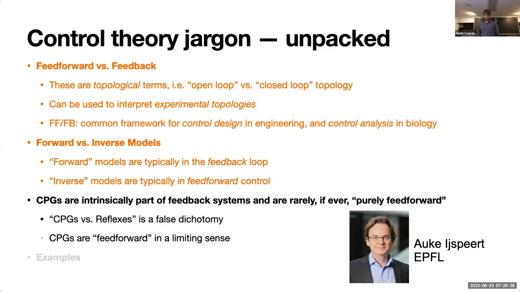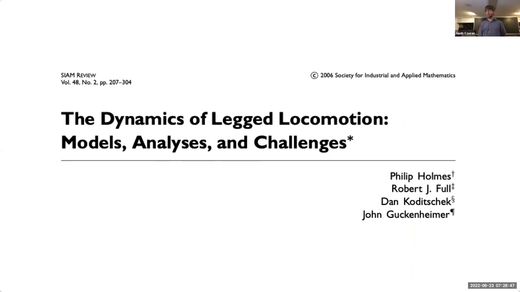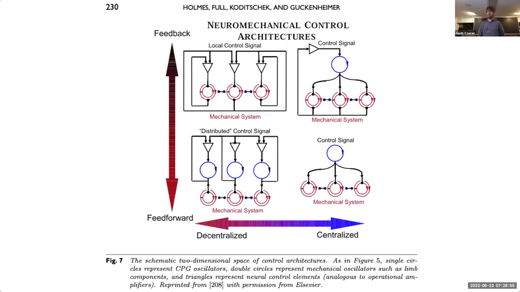I'm going to leave the discussion of CPGs to Alka, the real expert, but I just want to emphasize the fact that CPGs do exist in the context of a feedback circuit, and you don't really need to think about CPGs as feedforward and reflexes as feedback. They're really an interconnected system. I really like this diagram from this incredible paper by Holmes and colleagues that looks at CPGs in the context of both centralized versus decentralized control, for example, a spinal circuit of multiple individual oscillators and how they're interconnected.